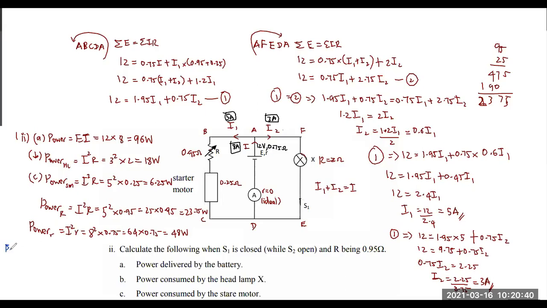I will write it. Power delivered by battery, because that is the energy source, should be equal to power dissipated in headlamp plus power dissipated in starter motor plus power dissipated in variable resistor plus power dissipated in internal resistance. So this is 96. On the right side, you add everything: 18 plus 6.25 for the starter motor, plus 23.75 for R, plus 48. Understand? Sometimes they will ask you to prove this.